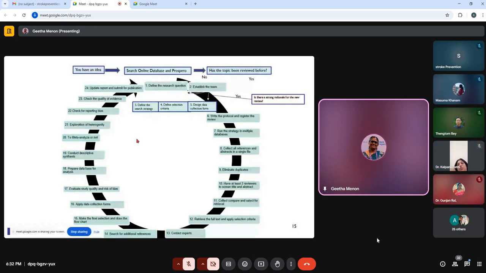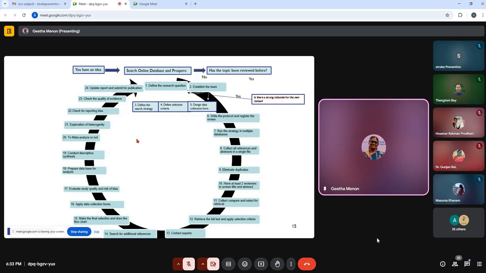Then they write up a protocol and register the protocol, as you can publish a systematic review protocol also as a published paper. You can do that, and I'll tell you how to submit your review in a registry. And then the search strategies are run, and then data are collected, the references are collected, and duplicates are removed. Two reviewers screen the title and the abstract of the list of studies, and then finally the full text articles are collected, and then data is extracted from these full text articles.